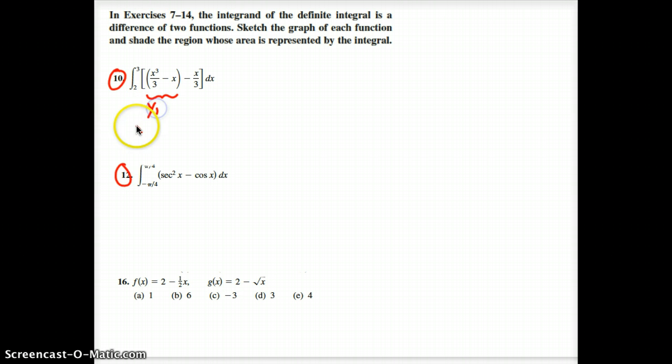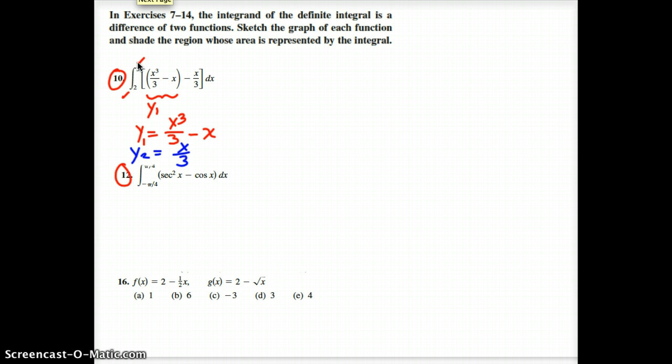I've got two functions here that I'm subtracting. I'm going to call that one y1, just so you can see, or you could call it f or g or whatever. And I'm subtracting another function, and that function is x over 3. So basically what I have here is a cubic function and a linear function. I'm going to be finding the area between them over the interval from 2 to 3.